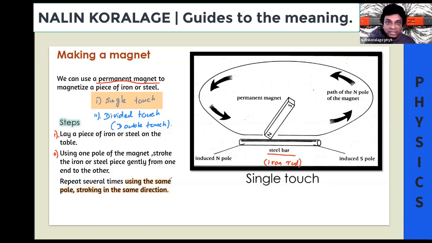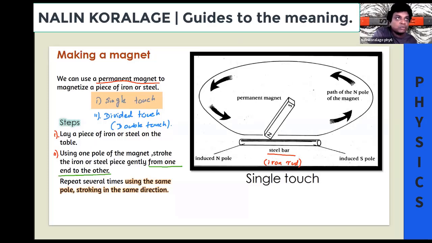Definitely the steel bar is going to become a magnet. Actually, strictly speaking, a permanent magnet, right? Depending on how many times you do this process effectively. Okay. Now, using one pole of the magnet, stroke the iron or steel piece gently from one end to the other. Very important thing: not all the way here and there. You have to follow a particular method, as mentioned here. So from one end to the other end.